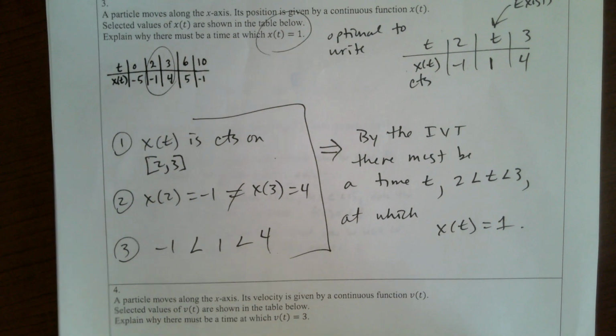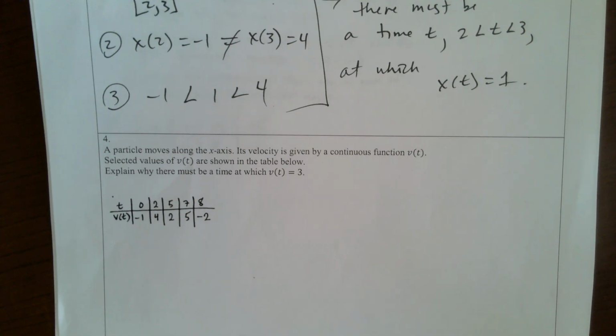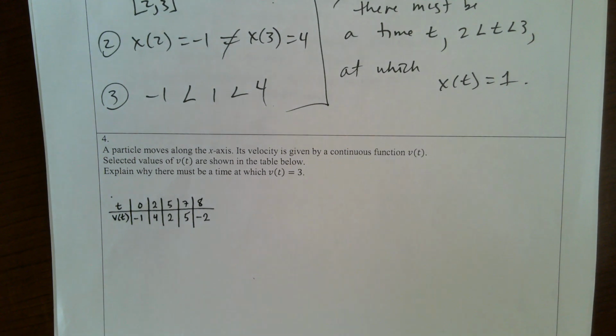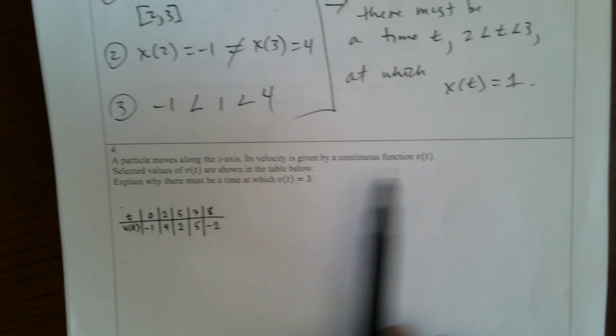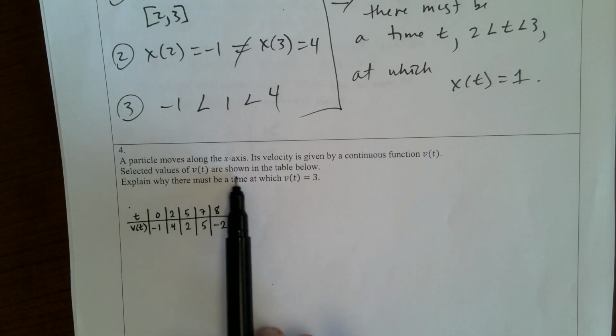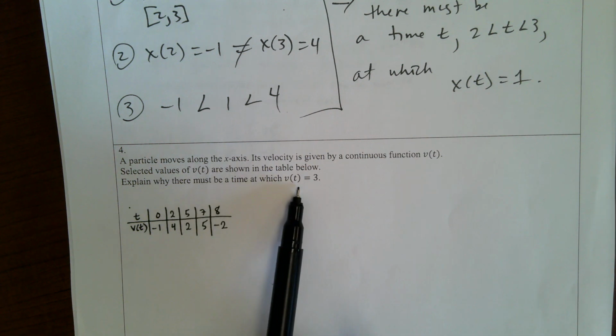Okay, now this next one. A particle moves along the x-axis. Its velocity is given by a continuous function v of t. Selected values of v of t are shown in the table below. Explain why there must be a time at which v of t equals 3.